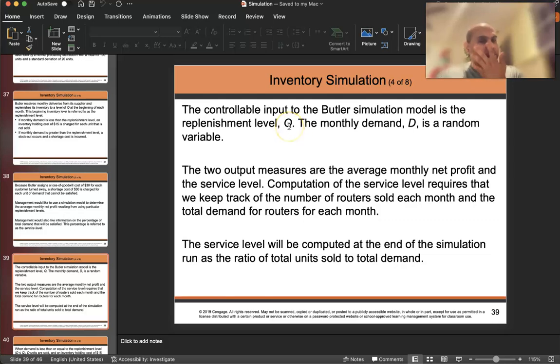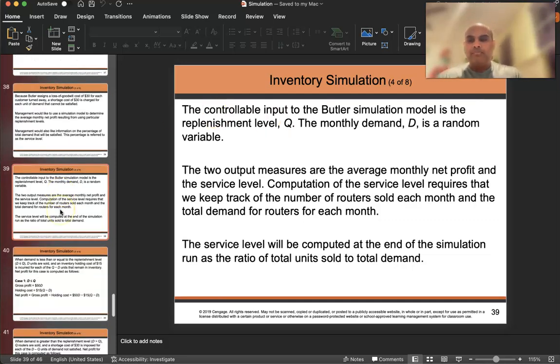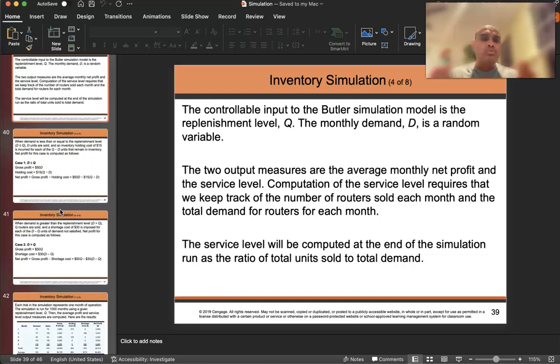So here what we're going to do is look at different levels of Q. Q is not going to change once you decide what Q is, but for different values of Q, we'll see how the two metrics that we are going to calculate turn out. So what is our service level going to be, and what is the net profit going to be for different levels of Q, right? So Q is the replenishment level. So how much inventory do I start with at the beginning of each month? That's the value of Q, right? Okay. So now there are two situations to consider, right? So as usual, are we selling more than what we have?